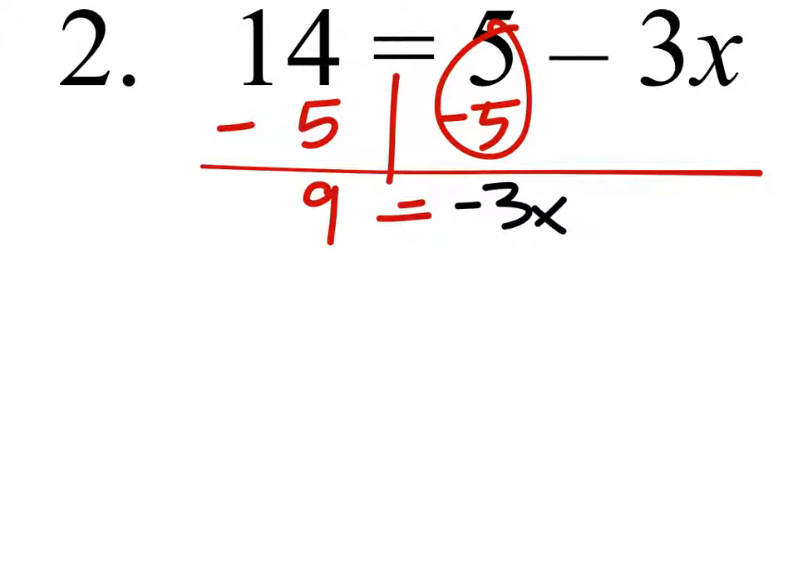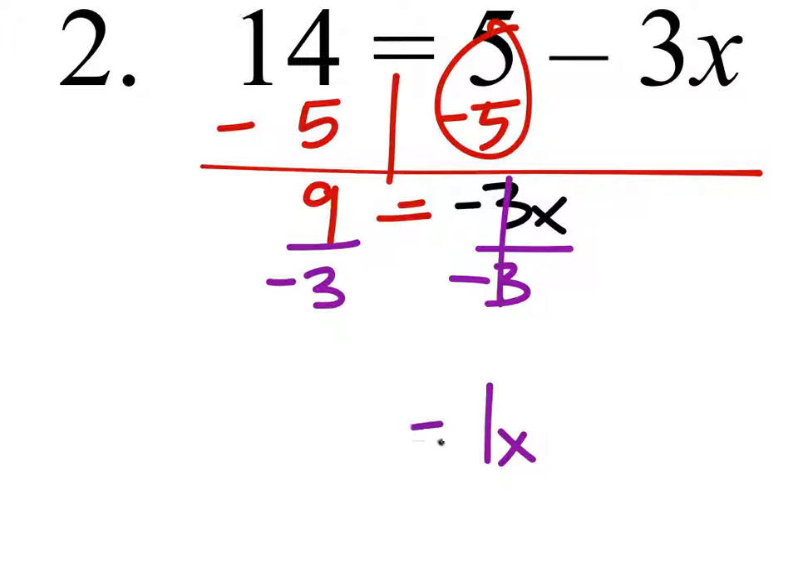Well, we don't want negative 3x's, we want 1x. So how do we get a negative 3 to become a 1? Divide by itself. Very good. So that gives us the 1x equals 9 divided by negative 3, which is negative 3. x equals negative 3. Bam.